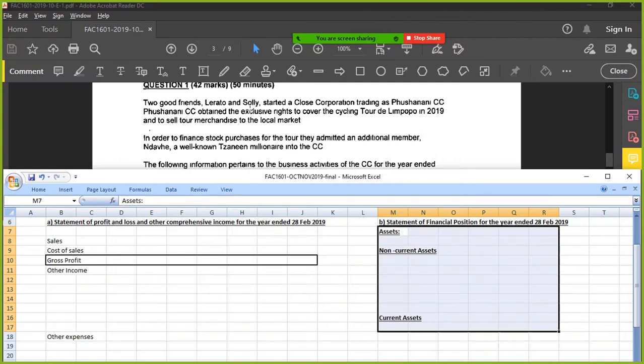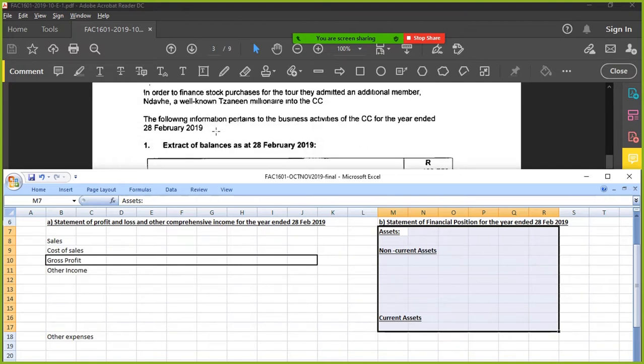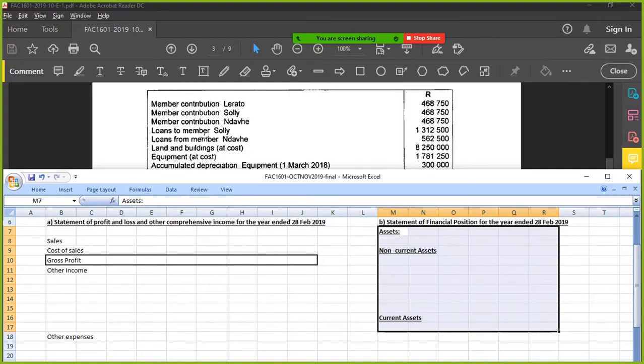Okay, Lorato and Sali started a CC. Pushanani CC, and you've got the rights covering the cycle tour of Limpopo, and they're obviously selling merchandise at the local market. In order to finance stock, they've admitted a new member. Okay, so a new member. So you've got 3 actually. You've got different parts of the CC here described below, and then you've got the different members.